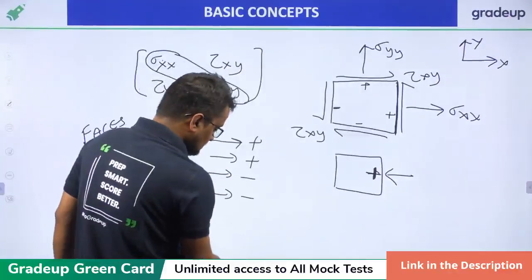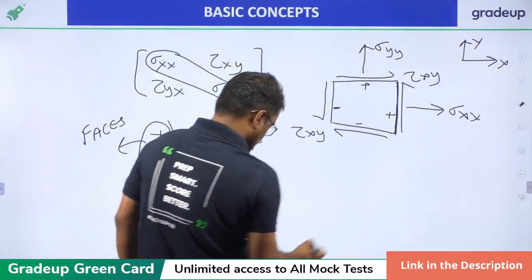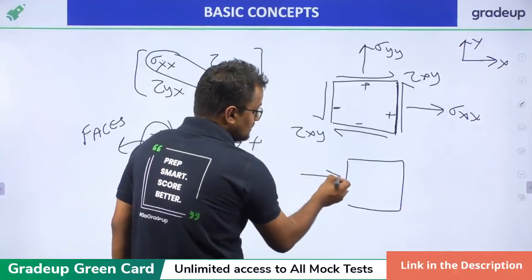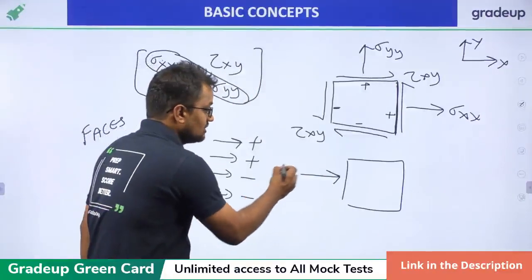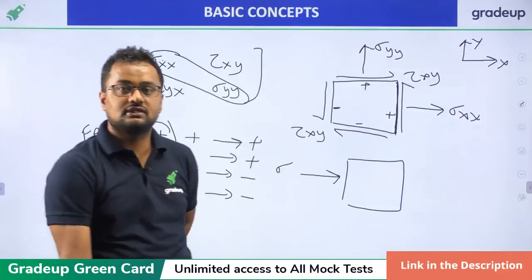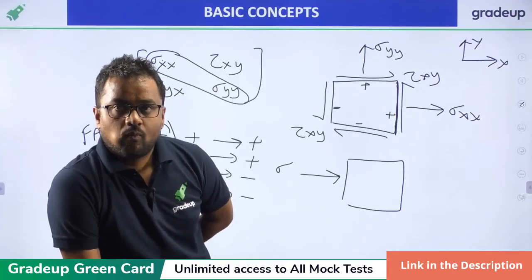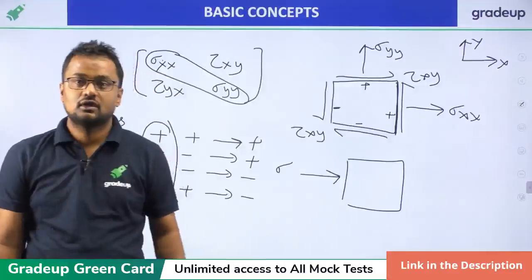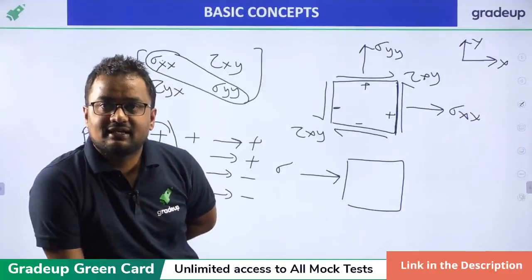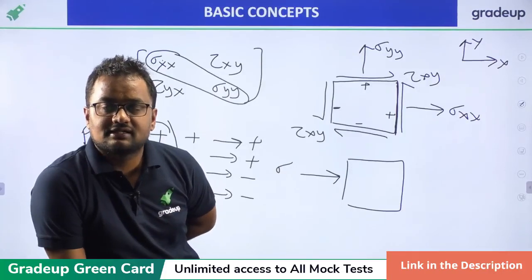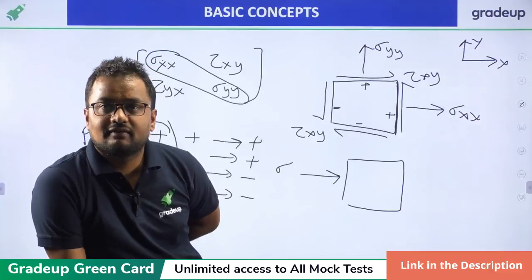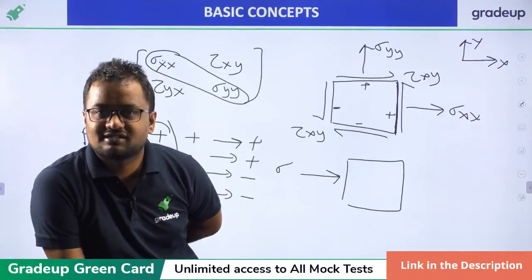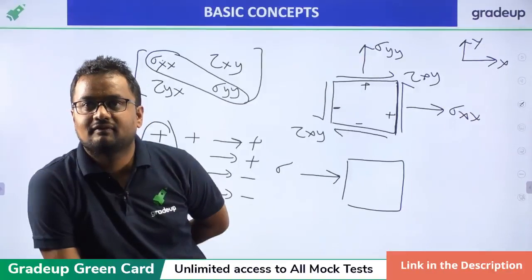Please tell me in the comment box: if I draw a figure like this, and if I draw like this, then is it a positive normal stress or negative? Please write in the comments. I want to see the answer. Is this positive or negative stress? This sigma is acting here. Okay, one viewer is saying plus. Others are saying negative. Okay, please see here.